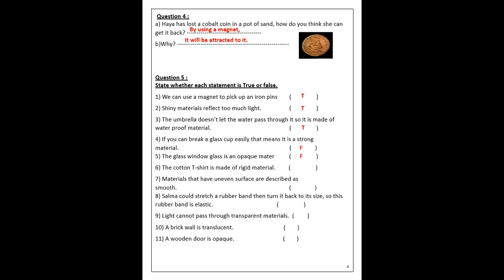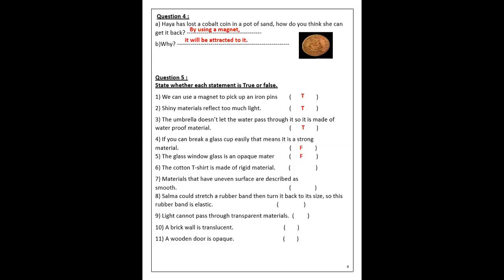Number 6, the cotton t-shirt, it's made of rigid material. Let's revise. There is something called flexible material and something called rigid or stiff material. The flexible material is easily bent. You can easily bend it. The opposite of it is the rigid or the stiff material. It is difficult to bend it, right?